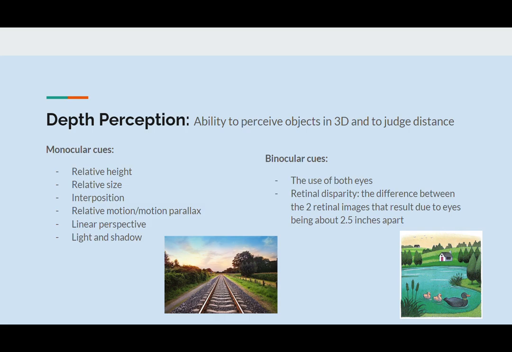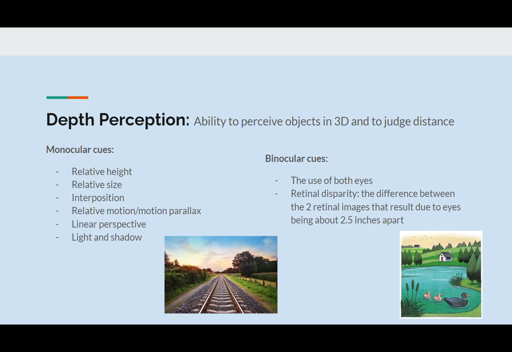And then we have relative motion, or motion parallax. When we are in motion, the objects we are looking at look like they're moving as well. You would see this happening when you're in a car looking out of the window. And finally, we have linear perspective. Parallel lines look like they come together in the distance, as this image shows. And finally, we have light and shadow. When there are shadows involved, there is a perception of depth.